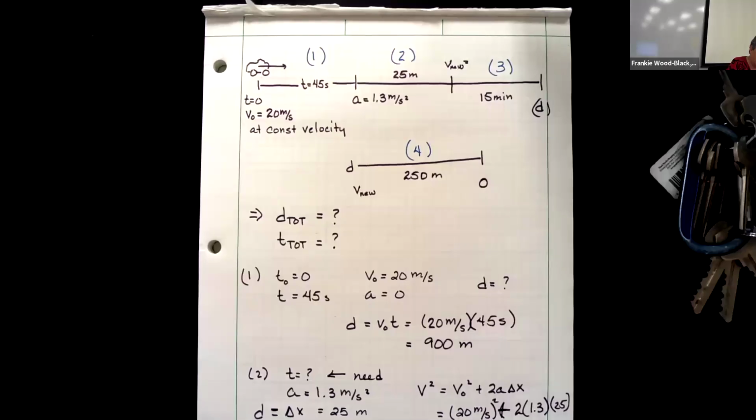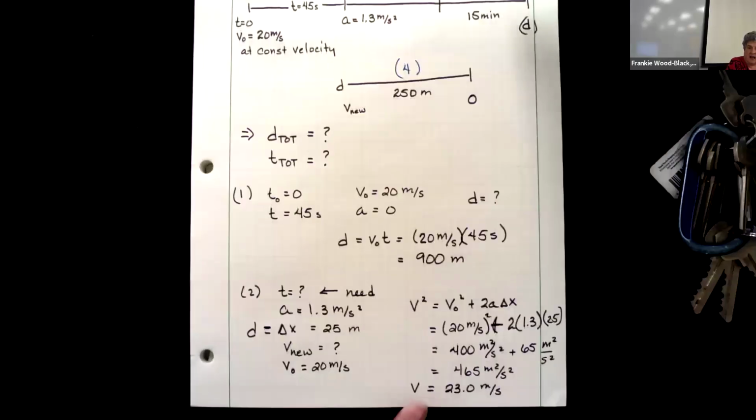So I have 465 meters squared per second squared. My final velocity is going to be 23.0 meters per second.